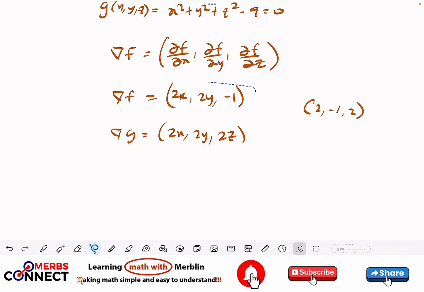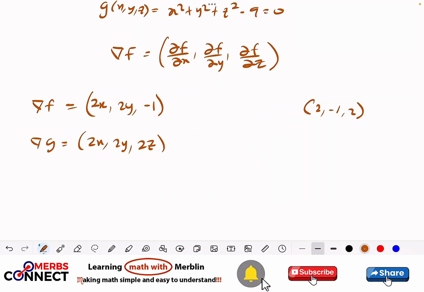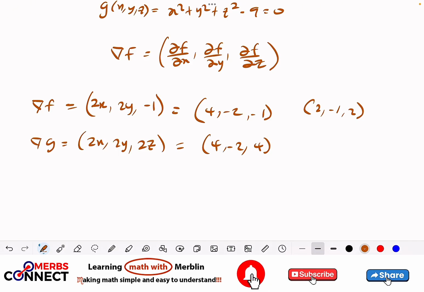So this is going to give us something like this. Plug in 2, and this will be 4, minus 2. This is minus 1, so it's still minus 1. And then plug in the same thing. This will be 4, minus 2, and this will be 4. So this is what you are going to get for the function when you plug in 2, minus 1, and 2.